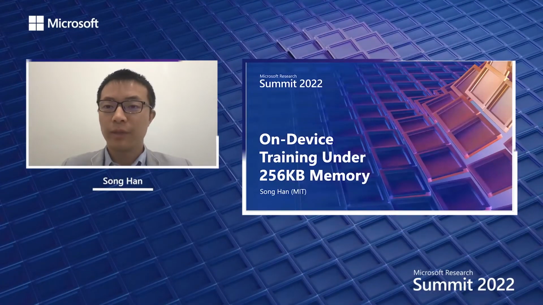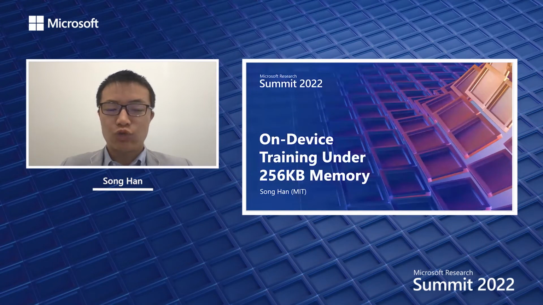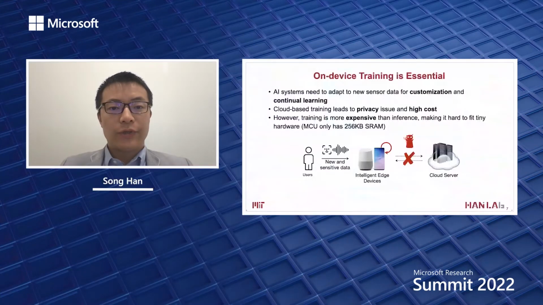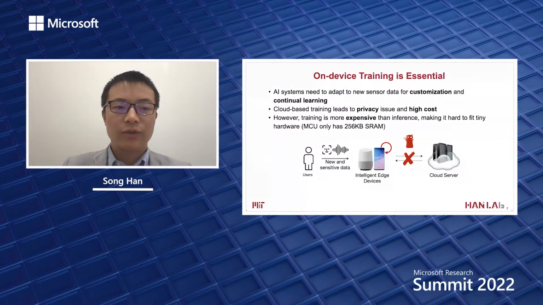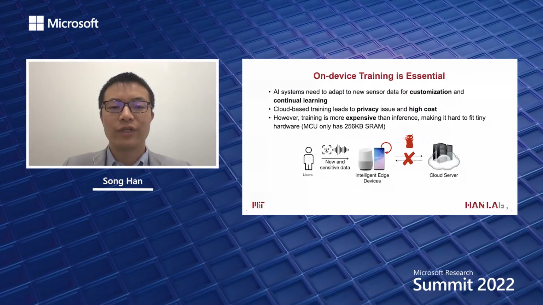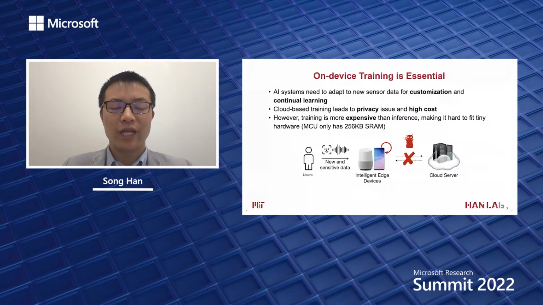Hello everyone, welcome to my presentation about on-device training under 256 kilobytes of memory. My name is Song Han from MIT. On-device training is essential, where AI systems need to adapt to new sensor data for customization and continual learning purposes. Being able to learn on-device also protects users' privacy, where we no longer have to send our local private information to the cloud, which can potentially reduce the cost as well.